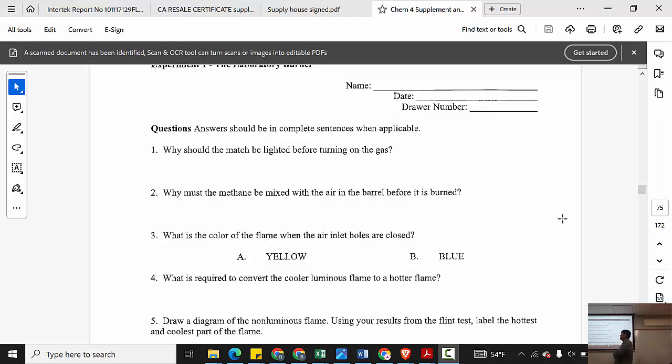explosion or fire hazard. Two, this is what you're going to turn in. And so might as well turn it in today as fast as you can. Why must the methane be mixed with air in the barrel before it is burned?